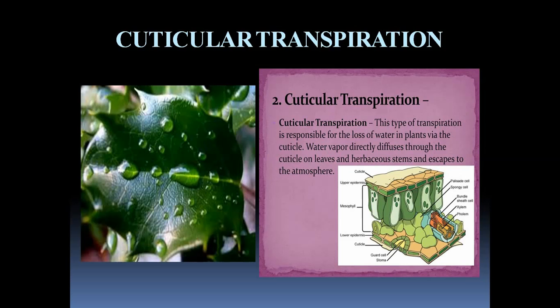Next we come to cuticular transpiration. What is cuticle? Do you know what is cuticle? Cuticle is a protective film covering over the plant surface, the full plant body. Especially we find them on the leaf surface and young stem. So any loss of water in the form of vapor that takes place through this cuticle is called cuticular transpiration. This cuticle mainly serves to prevent excessive transpiration from the plant.